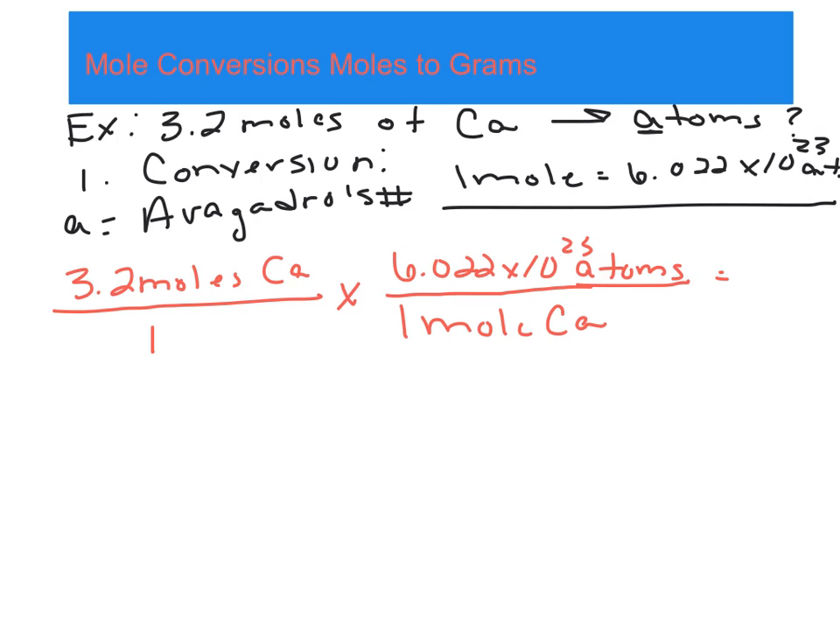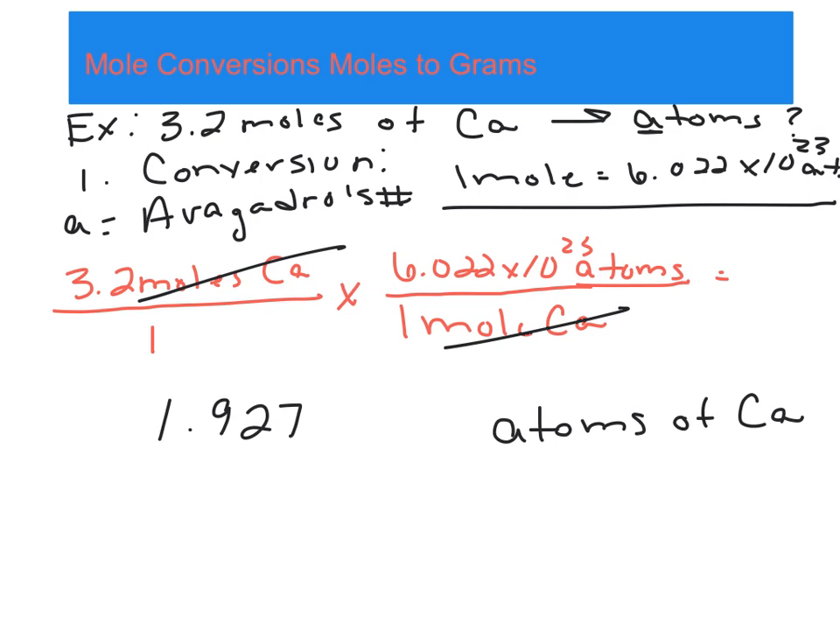Now, what happens to my moles? My moles cancel. If my moles cancel, then my answer is going to end up in atoms of calcium, because that's the only unit that's left. So all I have to do now is multiply this times this times this. Let's take a look. My answer becomes 1.927 times 10 to the 24th atoms of calcium.